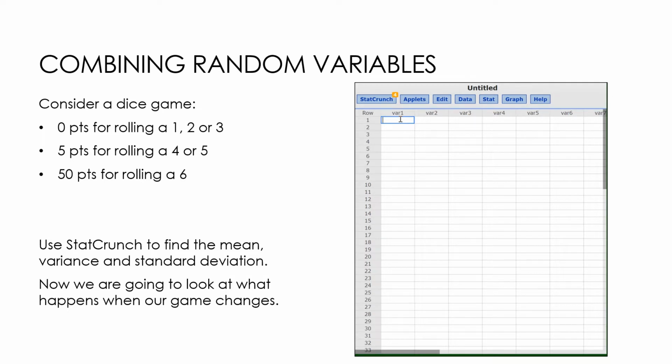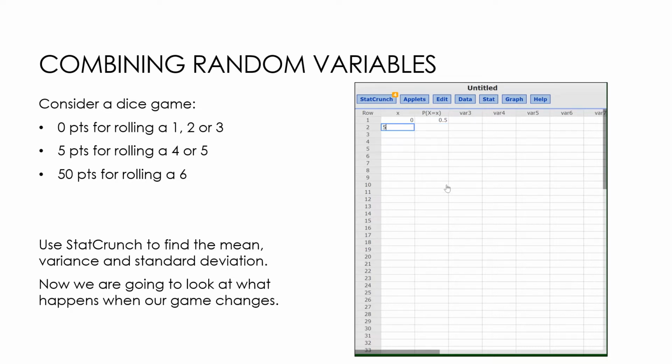I have a dice game, and I get 0 points for rolling a 1, 2, or 3. And so that means I'm going to put my outcomes here, or outcomes is the same as x, and then I'm going to put each probability here. So my outcome is that I get 0 points, so that's the x, for rolling a 1, 2, or 3. Now I know that there are 6 sides of a dice, so 1, 2, or 3 is half of them, 3 divided by 6.